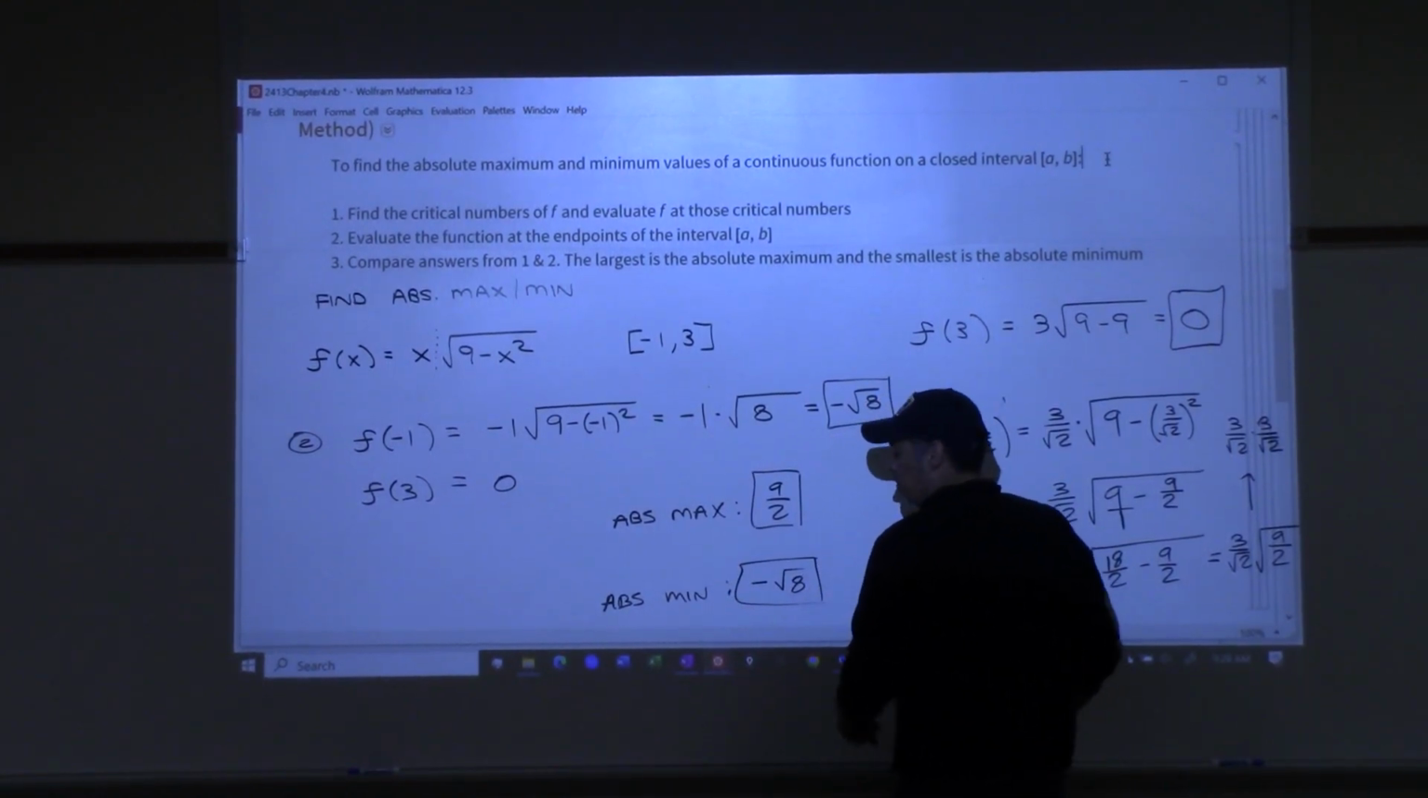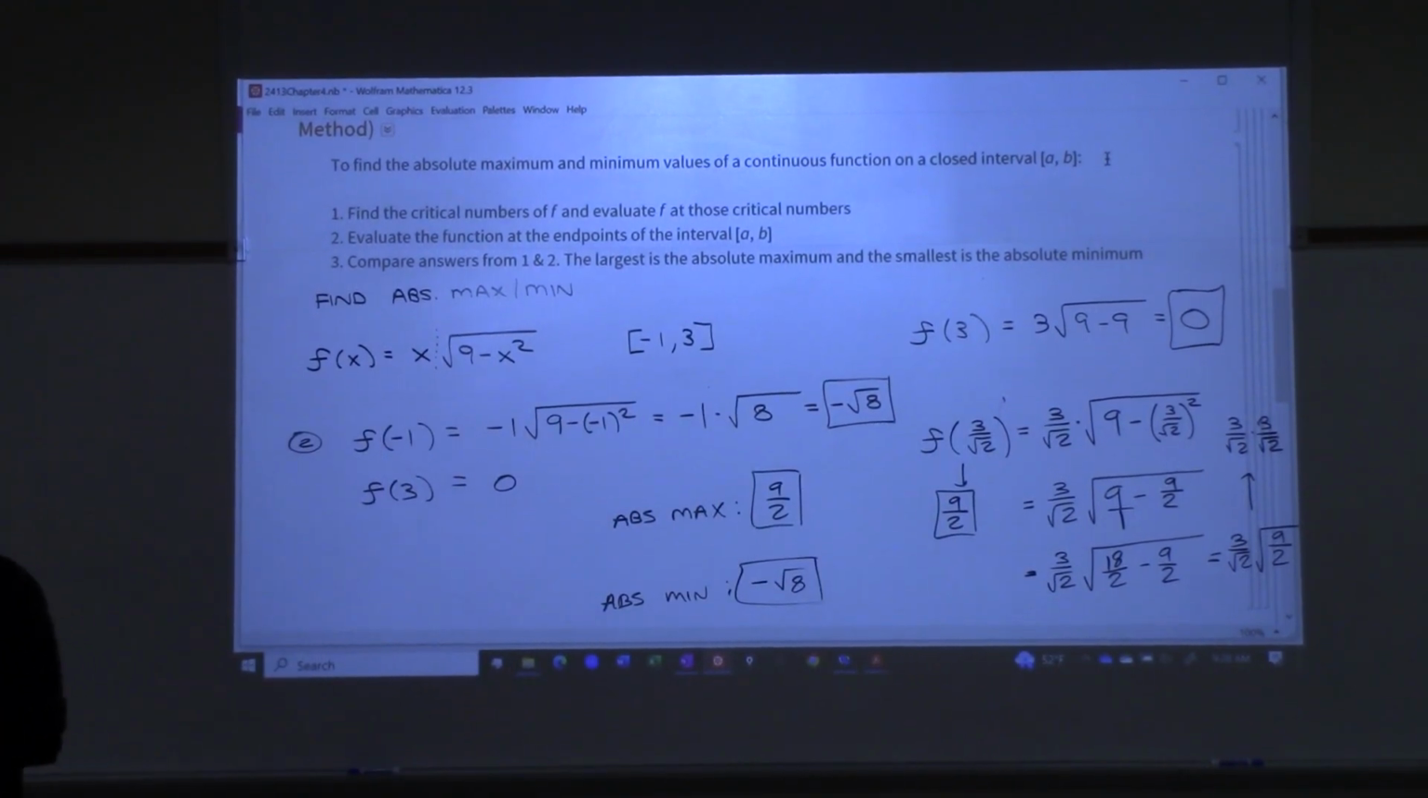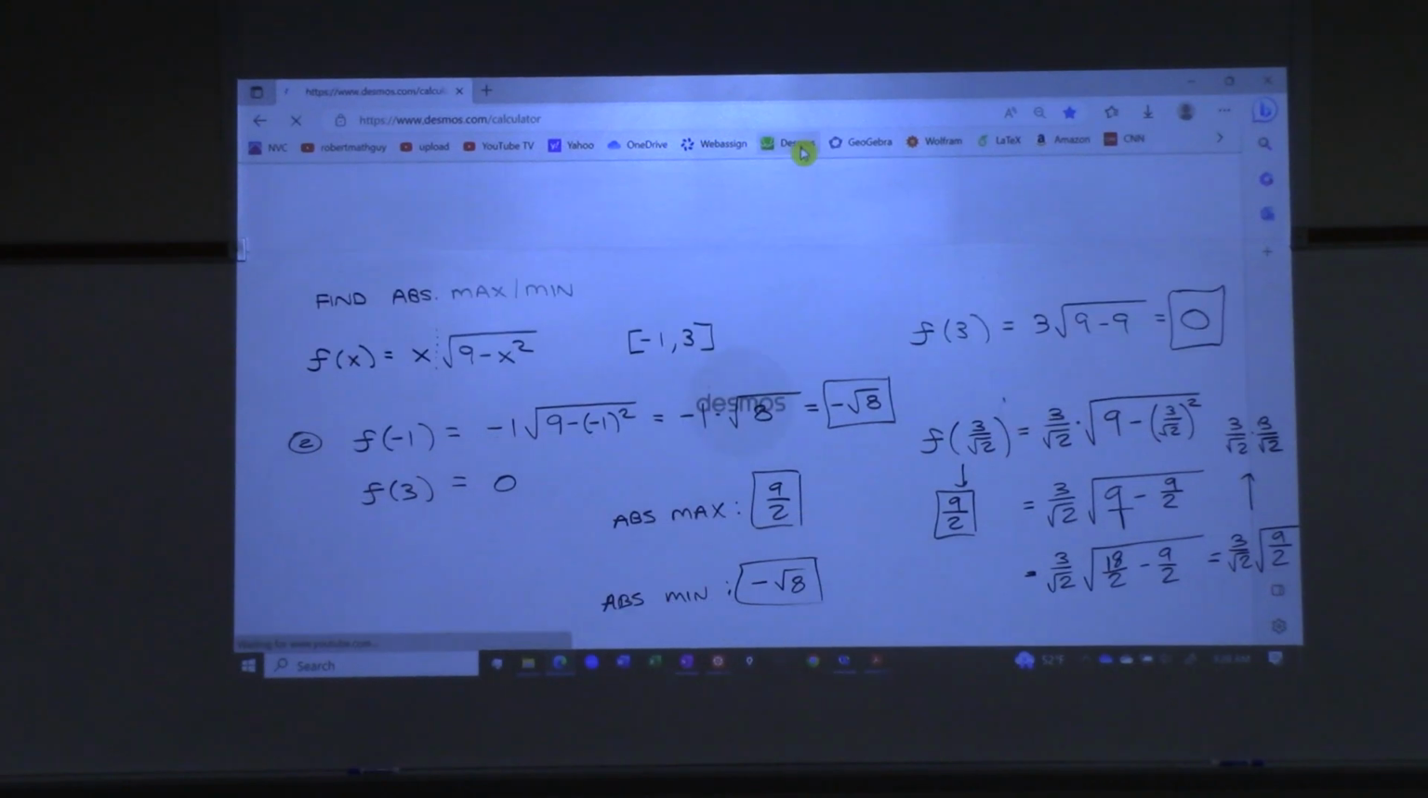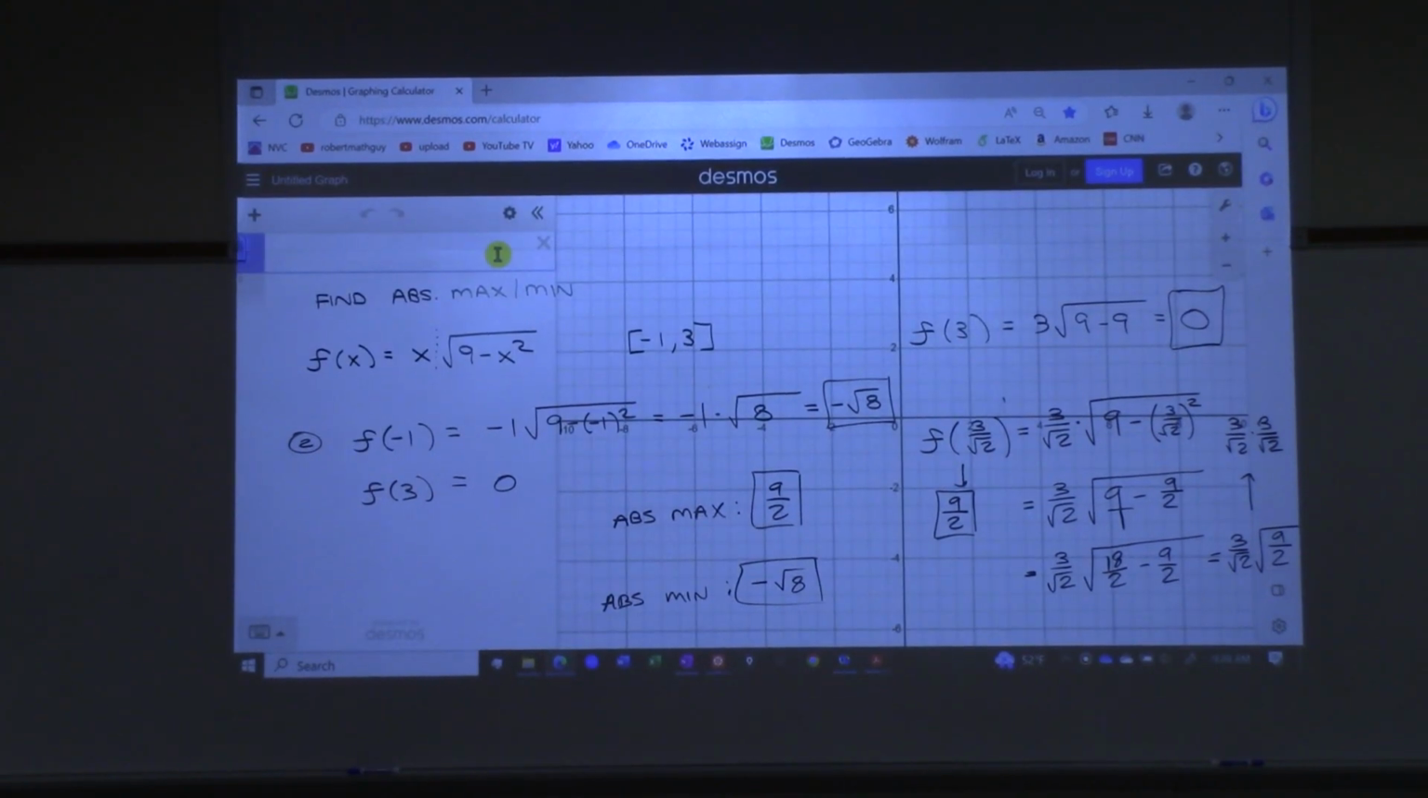There we go. So I'm going to go to Desmos to confirm this. Here we go. So f of x equals x times the square root of 9 minus x squared. And we want to look at this only between -1 less than or equal to x less than or equal to 3. Yeah, that's not the way you type. Less than or equal. There we go. All right. So let's take a look at this function.